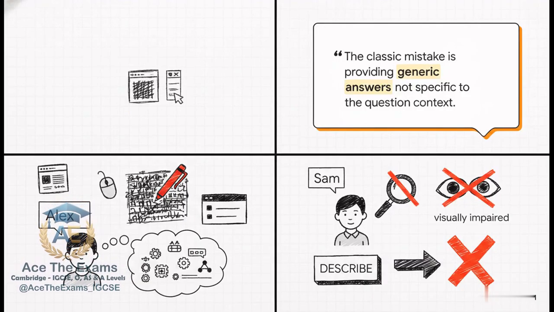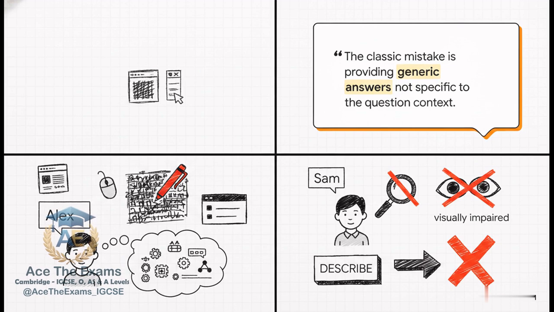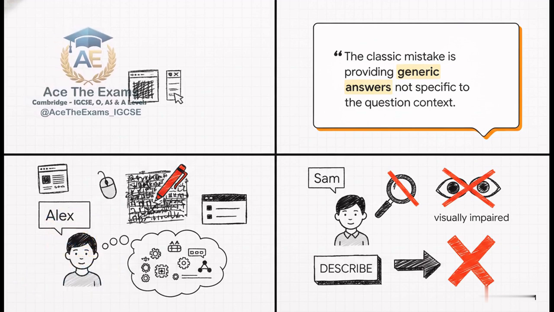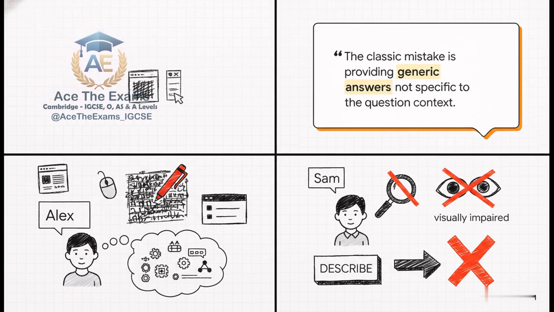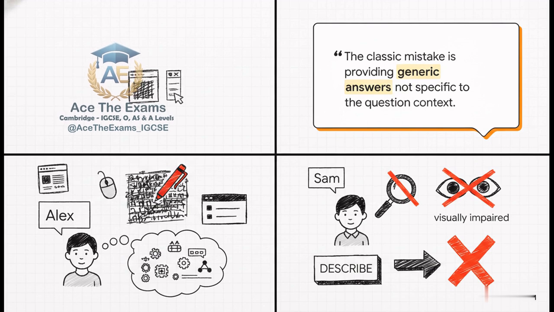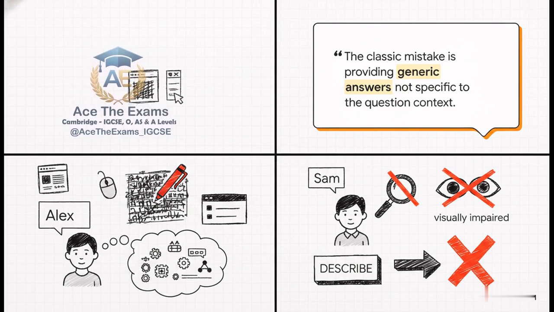Okay, I want you to look at this quote. This is pulled straight from the Cambridge Principal Examiner reports. The people marking your papers actually wrote this. It says, the classic mistake is providing generic answers not specific to the question context. To understand exactly how fatal this mistake is, let's look at two hypothetical students side by side.